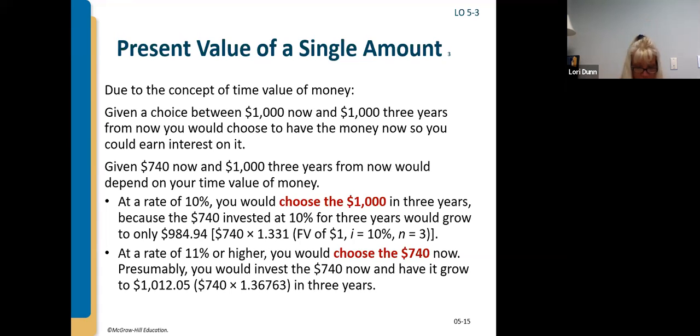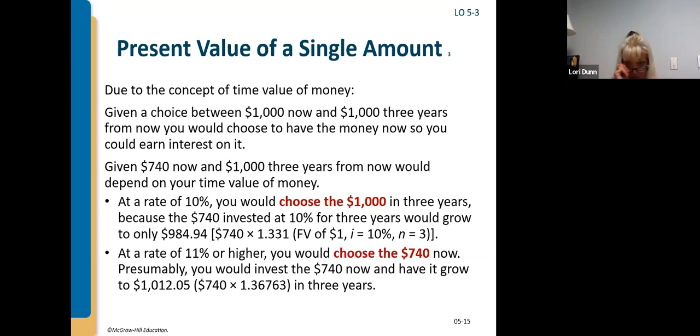So if we use the future value of 1 table, 10% column, go down 3 rows because there are 3 years or compounding periods, and there's your factor of 1.331. Multiply that by the present value, 740. So that $740 in 3 years, given that 10% interest, will be worth $985. Take the $1,000 in 3 years, it'll be worth more. You'll get an extra 15 bucks.